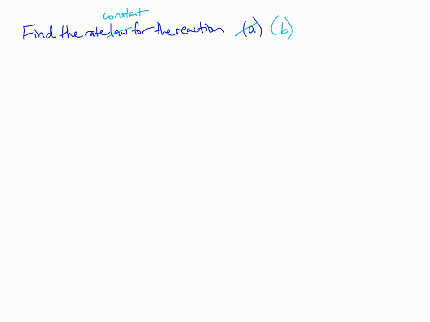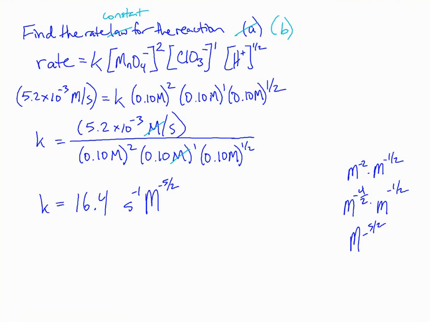So in the next one, it says, calculate the rate of disappearance of MnO4 minus if, and then it gives us some concentrations. So let me erase some of this.